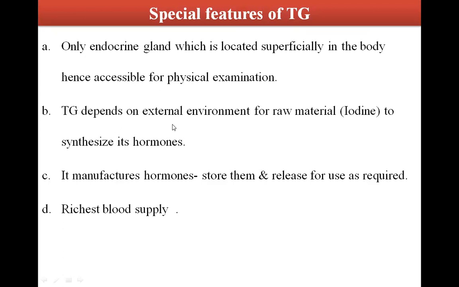The thyroid gland depends on the external environment for raw material to synthesize its hormones. It manufactures hormones, stores them, and releases them for use as per requirement. It has the richest blood supply.